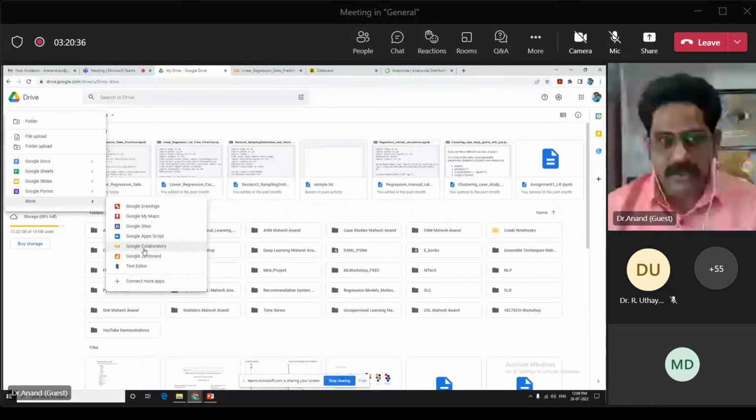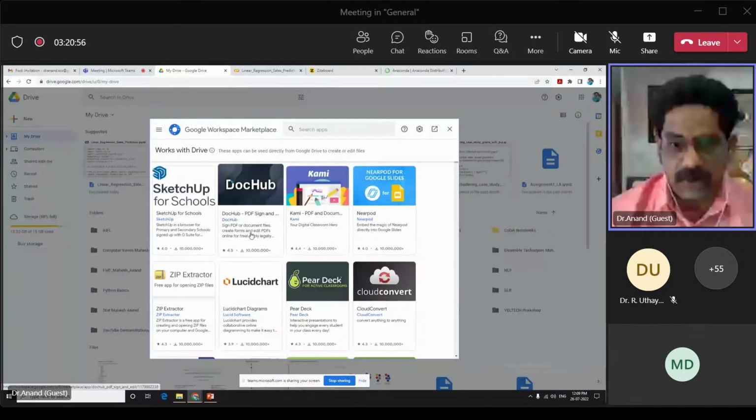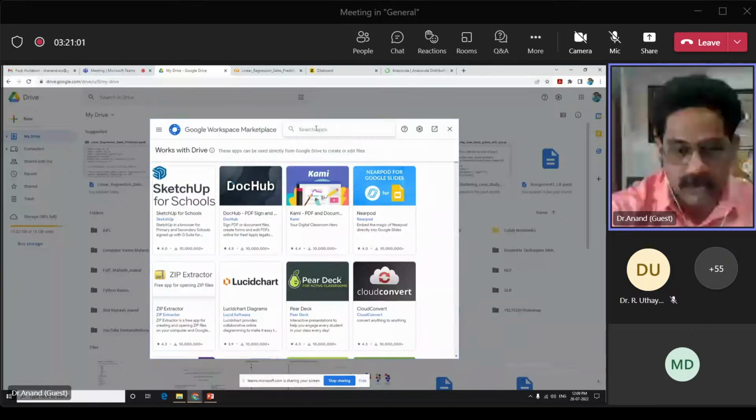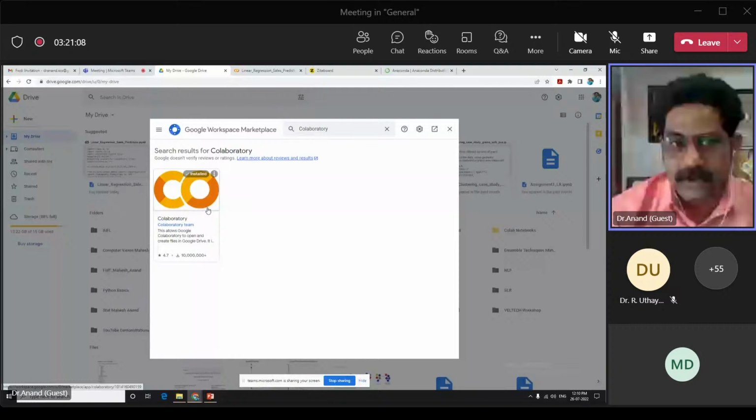What you have to do is click this plus sign, connect more apps. The moment you click that plus sign, it is something like the Play Store on your Android mobile phone. Suppose you want to download a new app, you go to the Play Store, search for that app and download it. Same as that, you search for Collaboratory here. The moment I type Collaboratory, it will pop up, and all you need to do is select and click install. It takes just 10 to 20 seconds, not more than that. For me, it's already installed, so it shows installed with a tick sign.